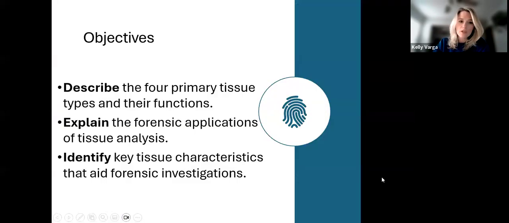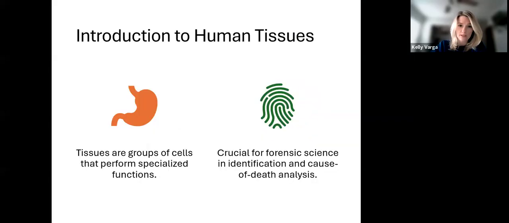So thinking through then some of the major objectives, we're going to describe some of the major tissues that we would utilize on site. We're explaining their forensic applications, and we're going to identify the key characteristics that would aid us in utilizing these tissues for forensic investigation.